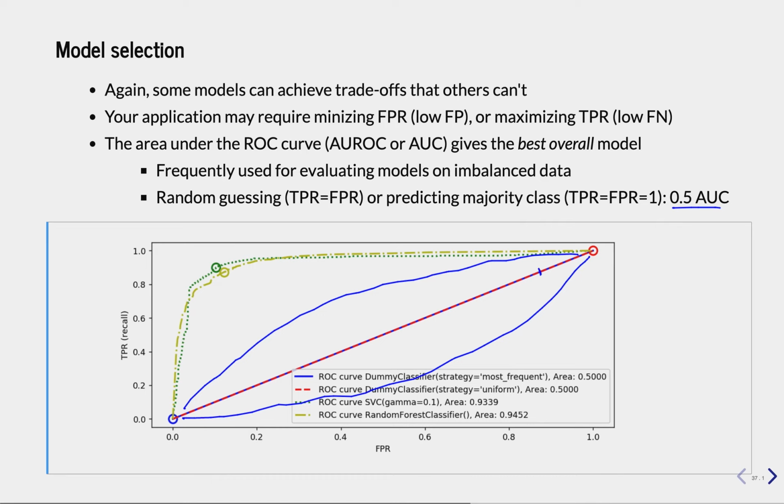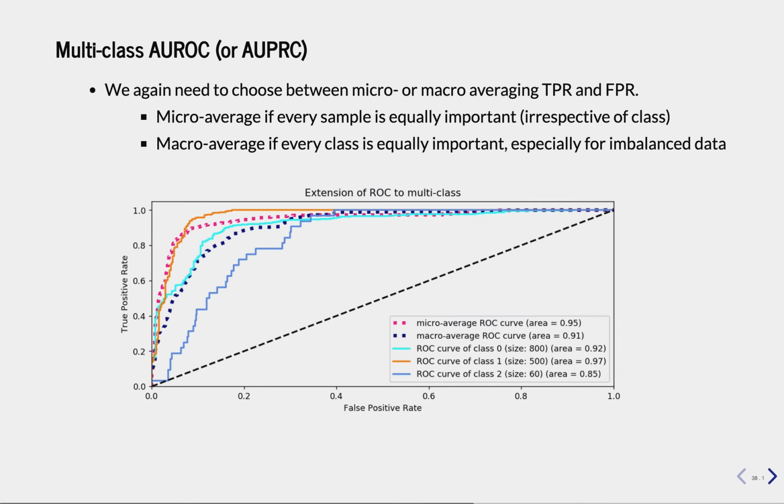This makes AUC very useful for imbalanced data sets. Right? So any model that does not pay attention to the minority class will get a very low AUC score. That's why it's one of the most often used metrics whenever you have imbalanced data.